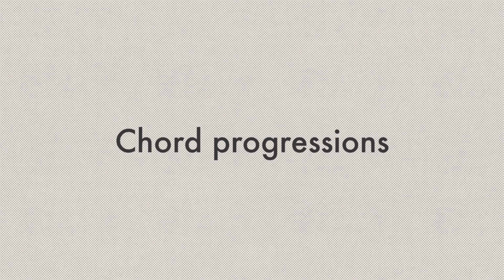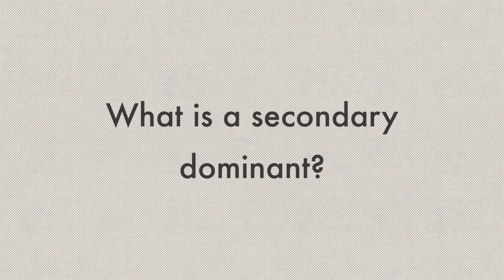This is where we get into secondary dominants. So let's talk about what a secondary dominant is. A secondary dominant is a dominant chord that functions as the dominant of a chord other than the tonic. So in this case, it could be the dominant of the 2 chord, for example, or the dominant of the 5 chord.